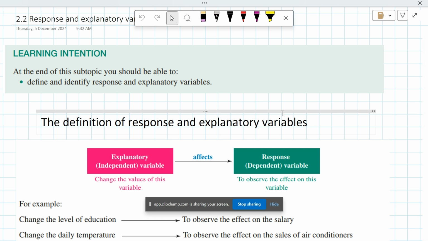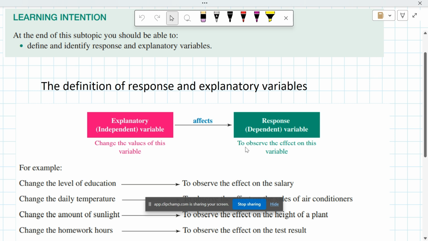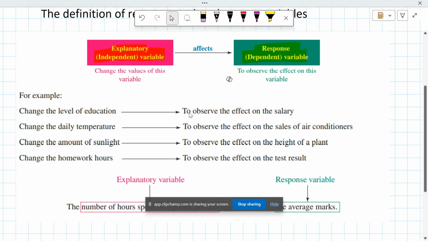You probably learned this in Year 11. If you have horizontal lines, that was your EV, and the vertical lines are RV, and so on. But how are we going to actually identify the response and the explanatory variables? What's the difference? I want you guys to remember: the explanatory variable is the independent variable and it affects the response, the dependent variable. So independent affects the dependent.